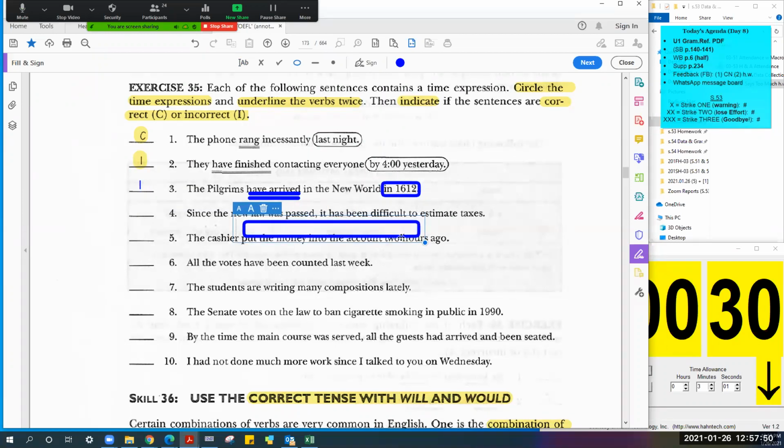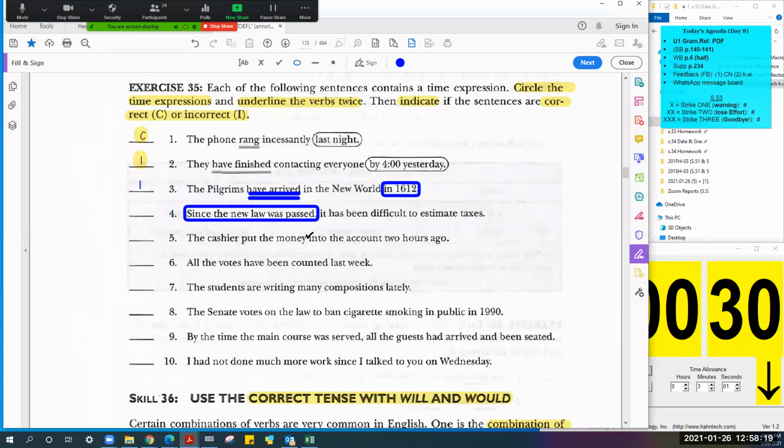Since. More than that. Since what? Since the law was passed. Yeah. Now we have the time, the word since, then we have the new law was passed. What is this tense? What tense? Since the new law was passed.